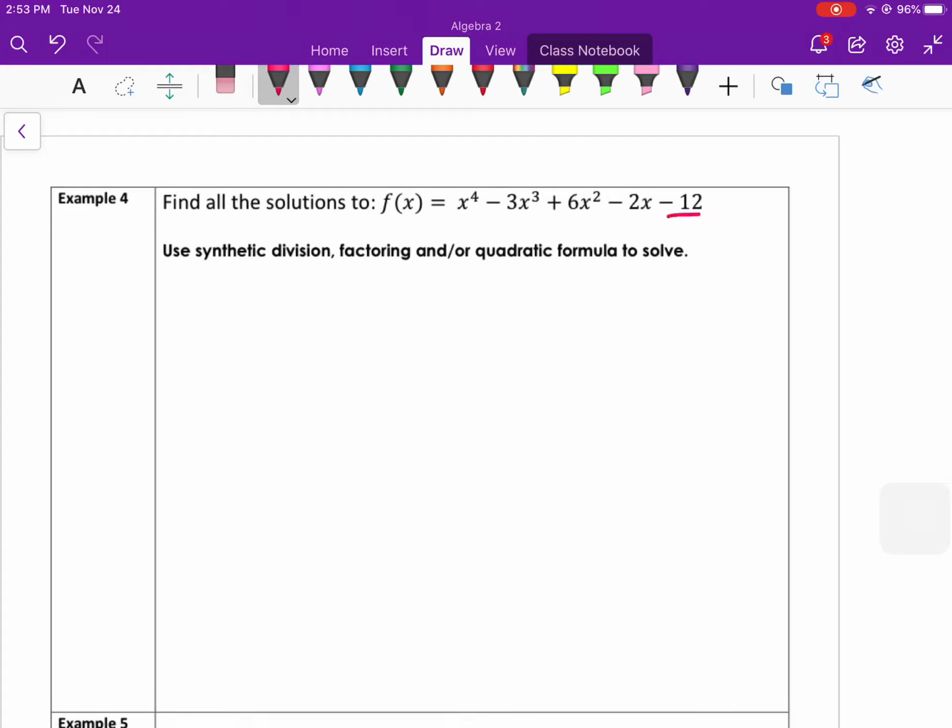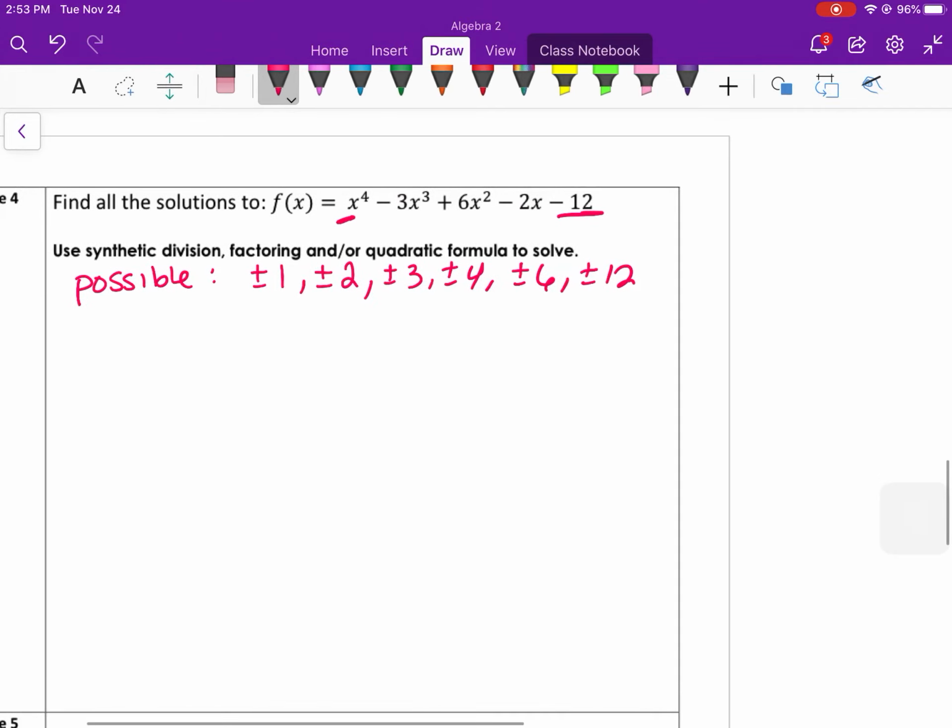Okay, my possible solutions are going to be all the factors of 12 over 1. So my possible solutions basically are all the factors of 12. So plus or minus 1, plus or minus 2, plus or minus 3, plus or minus 4, plus or minus 6, plus or minus 12.